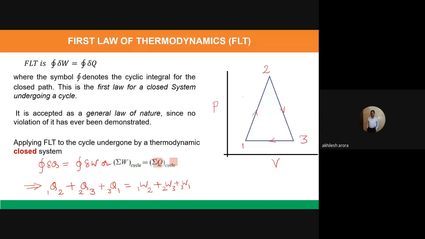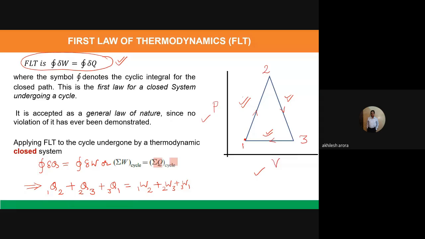Now you can see it here. What is the meaning here actually? You can see, the first law of thermodynamics is this one: cyclic integral of work is equal to cyclic integral of delta Q. What does it mean actually? So what I have shown here is a PV diagram, and I have shown a cycle which is in the form of a triangle. So this is the first process 1 to 2, process 2 to 3 and process 3 to 1. These are the three processes.